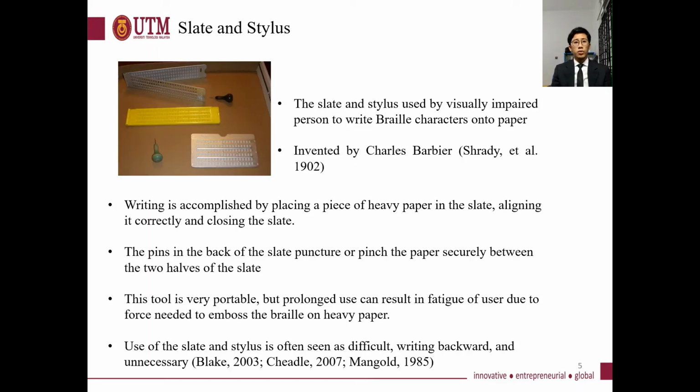The slate and stylus are used by visually impaired persons to write Braille characters onto paper. It is the earliest transcription method known, and it was invented by Charles Barbier. Writing is accomplished by placing a piece of heavy paper in the slate, aligning it correctly and closing the slate. The pins in the back of the slate puncture or pinch the paper securely between the two halves of the slate. This tool is very portable, but prolonged use can result in fatigue of the user due to the force needed to emboss the Braille on heavy paper. Use of the slate and stylus is often seen as difficult, writing backward, and unnecessary.